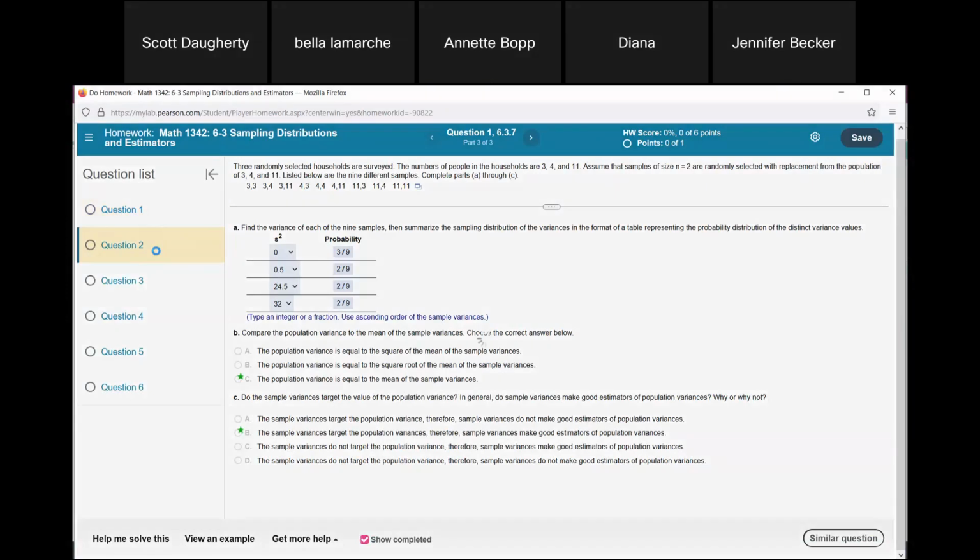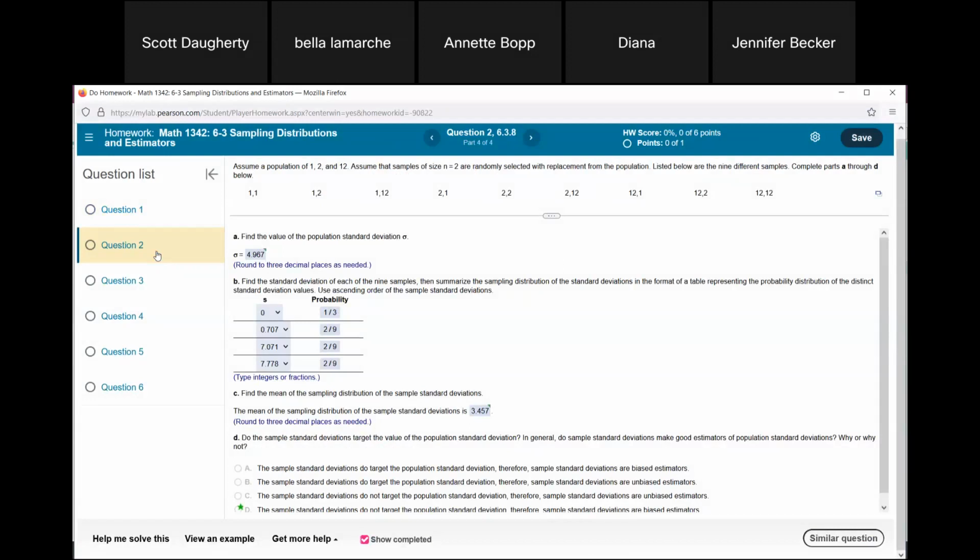Okay, and so these problems are kind of in the same vein, but next one, notice they want you to, here's your population, 1, 2, 12, and here's the possible 9 samples, size 2 with replacement, listed them for you. This time, they want you to estimate the population standard deviation. So first they calculate the population standard deviation here by plugging 1, 2, and 12 into the calculator, and then going to one variable statistics and looking at what sigma is. And it turns out to be 4.967. It's the actual population standard deviation.